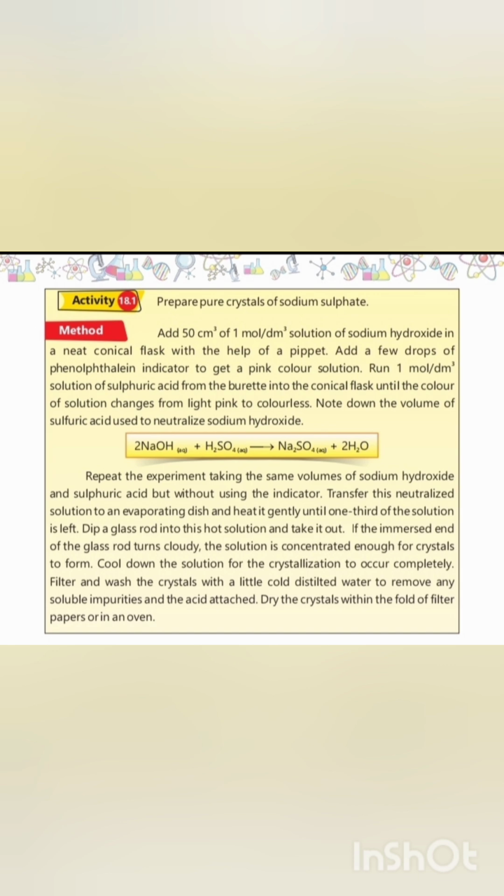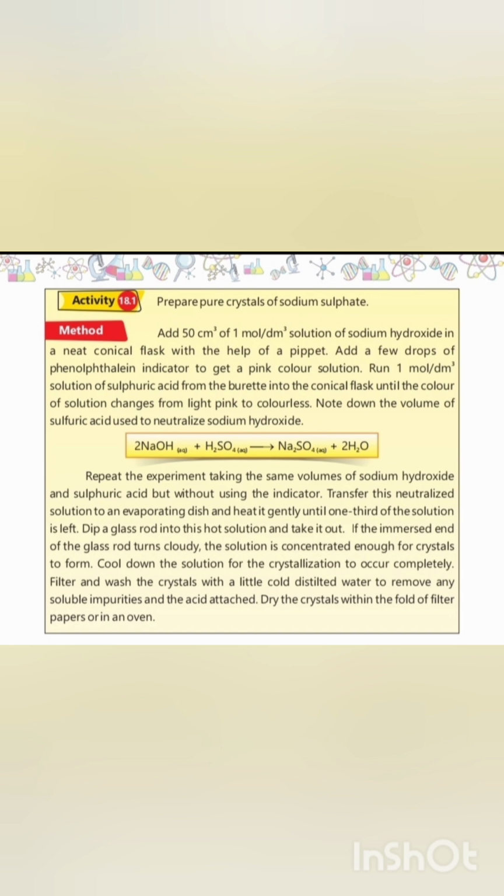Here comes step 2, which is preparing the pure salt solution. The crucial step is to thoroughly clean the flask and repeat the entire experiment using the exact same volumes of sodium hydroxide and sulfuric acid measured in step 1, but without adding the phenolphthalein indicator. This ensures your final product is not contaminated by indicator dye.